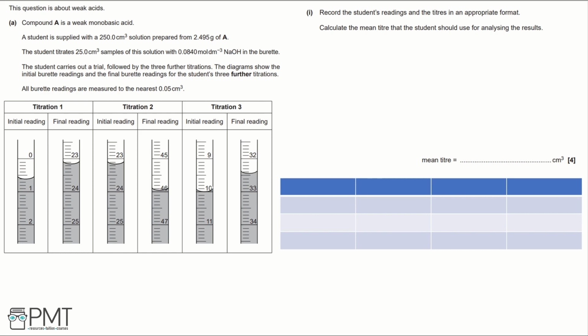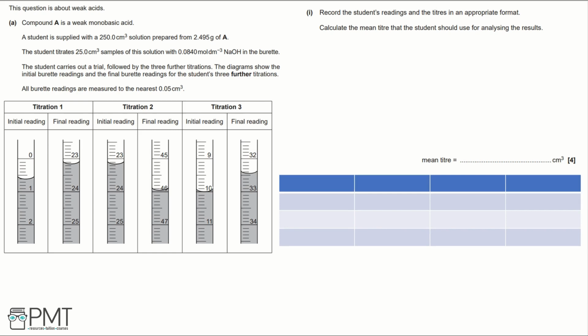burette. The student carries out a trial followed by 3 further titrations. The diagrams show the initial burette readings and the final burette readings for the student's 3 further titrations. All burette readings are measured to the nearest 0.05 centimeters cubed. Part 1. Record the student's readings and the titers in an appropriate format. Calculate the mean titer that the student should use for analysing the results.